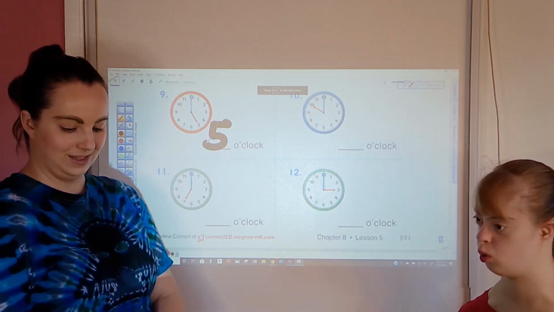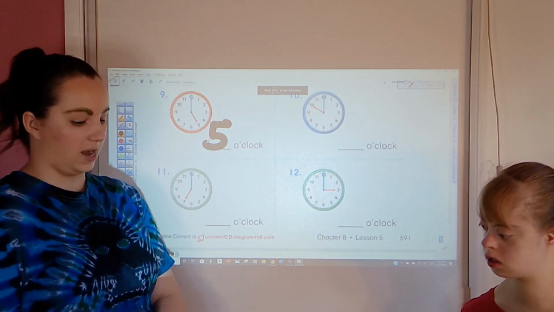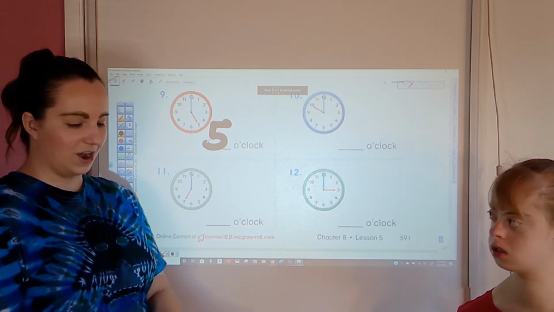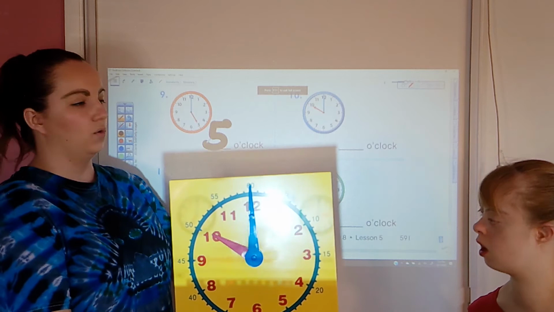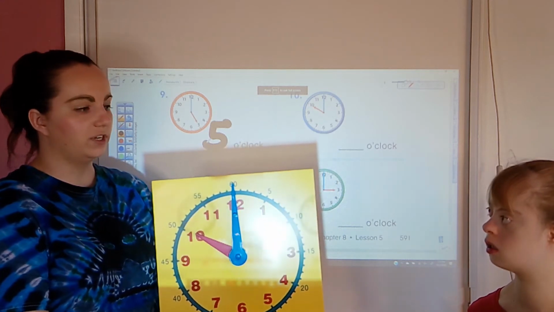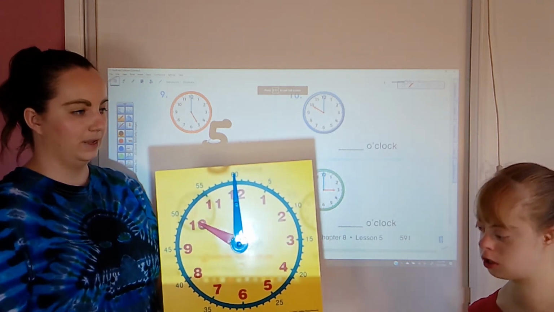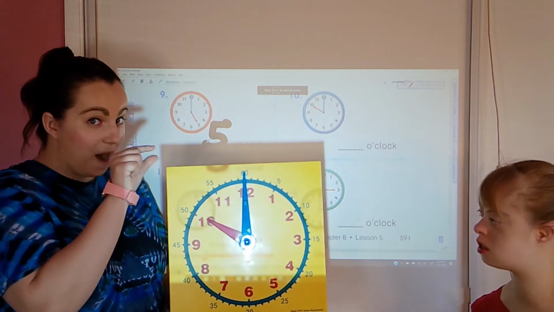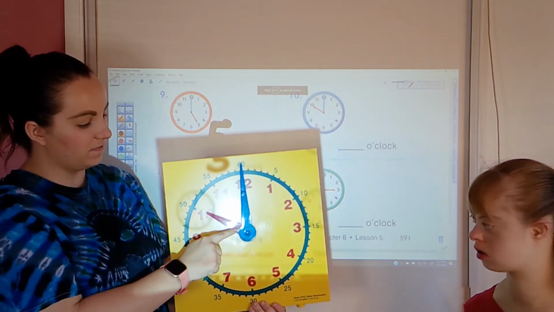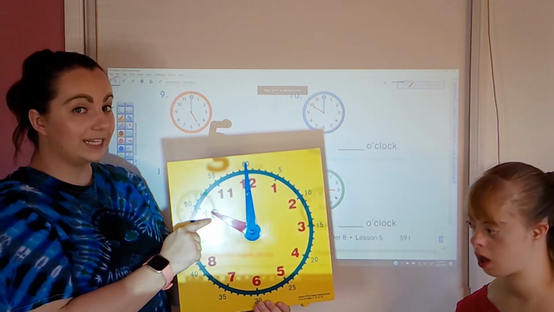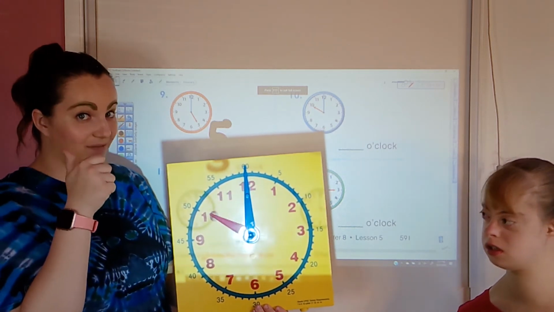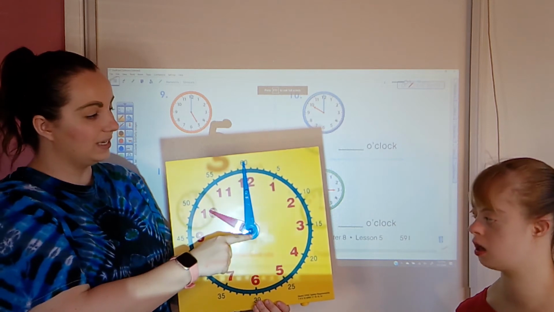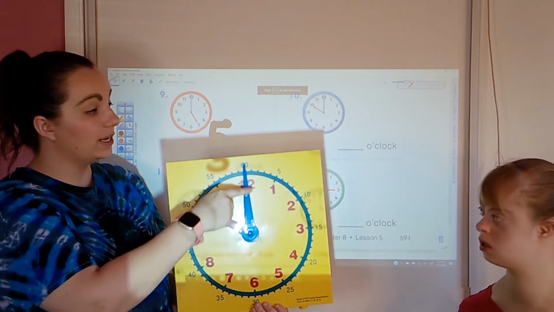Okay, hopefully you're kind of able to see it on the screen. If not, we also have it here, problem 10. Again, which hand do we start with first when reading time? The short hour hand. Good. So let's look there first. What hour is that short hour hand pointing to? 10. Very good. Then what do we say when that minute hand is pointing straight up?